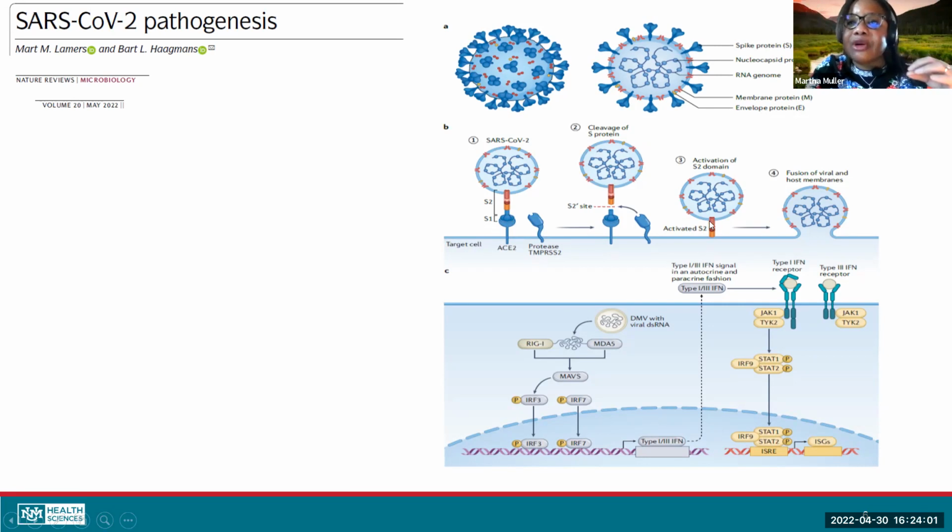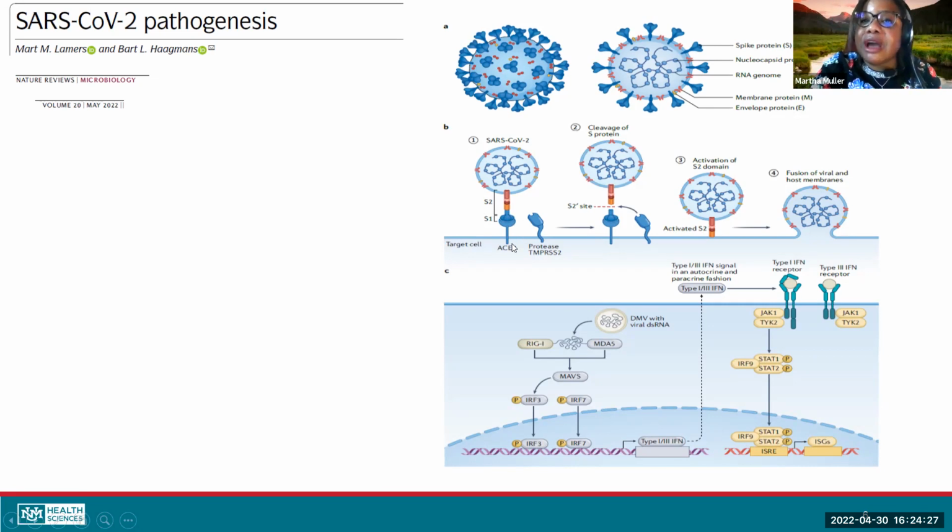It's because this spike protein is really important for mediating coronavirus entry into our host cell. So if we look at panel B here, the spike protein is composed of two subunits, the S1 subunit and the S2 subunit. The S1 subunit is really very attractive, and that is because the S1 subunit includes something called the receptor binding domain, or RBD.